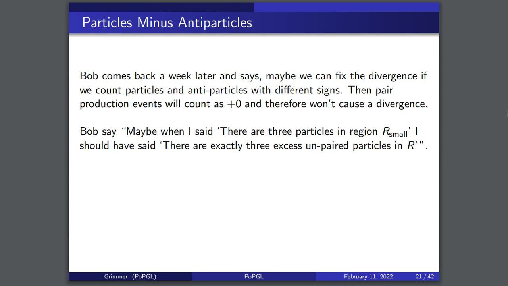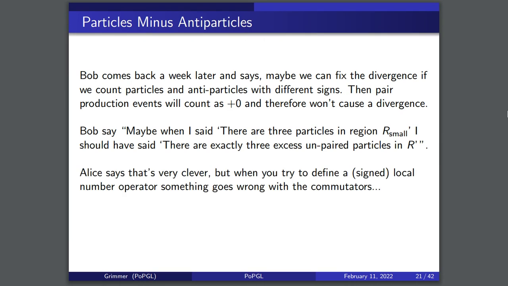Bob says, maybe I was being uncareful earlier when I said that there are 3 particles in region R small. I should have said there are exactly 3 excess unpaired particles in R small. Because of course there's pair production going on, but there's always 3 excess particles. Those don't annihilate. Even if the annihilation happens, some other electron's produced, which goes on. So I think there's 3 stable excess unpaired particles in R small. I think that's probably what I meant to say. So I'm being much more careful now.